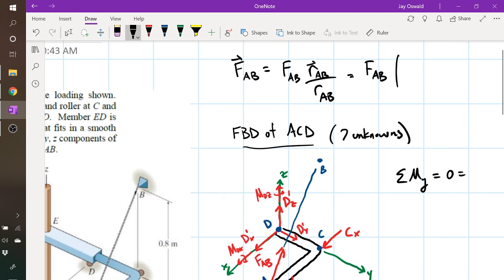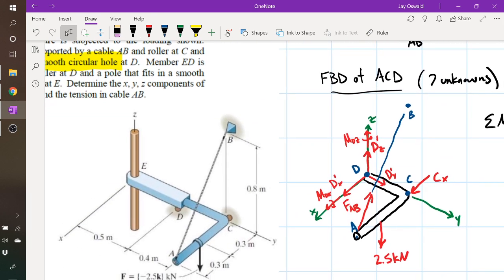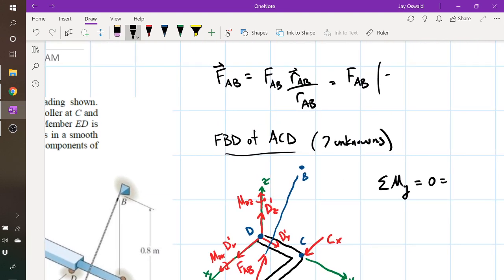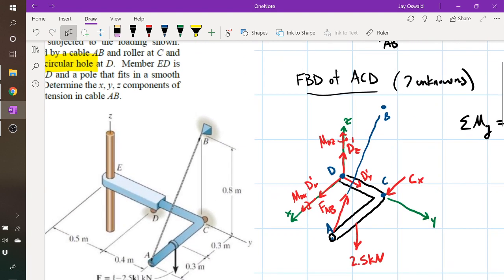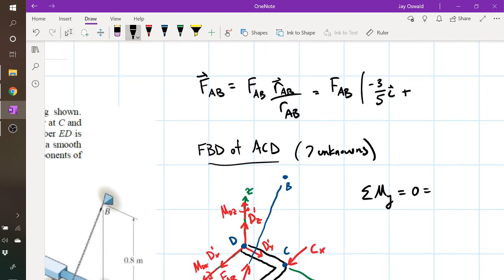multiplied by, now we look, so from A to B, the x dimension is 0.3 and 0.3, so that's 0.6. But it's in the negative direction, right? Because we're going from A to B. So that's going to be minus 0.6 or minus 3/5 I. And then the y is 0 because they're both at the same y coordinate. They're both at y is equal to 0.9, both points A and B. And the z is 0.8, so that is plus 4/5.